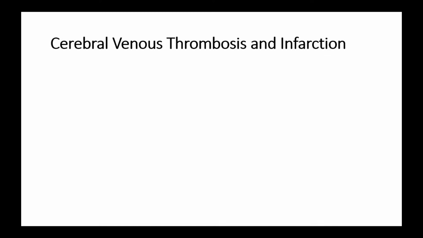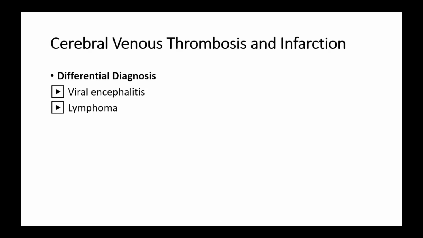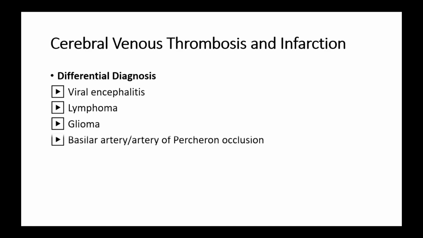This is a case of cerebral venous thrombosis and infarction, and here is a list of differential diagnoses, which may be viral encephalitis or lymphoma, glioma, and maybe also basilar artery or artery of Percheron infarction or occlusion, and also maybe ADEM or acute disseminated encephalomyelitis.